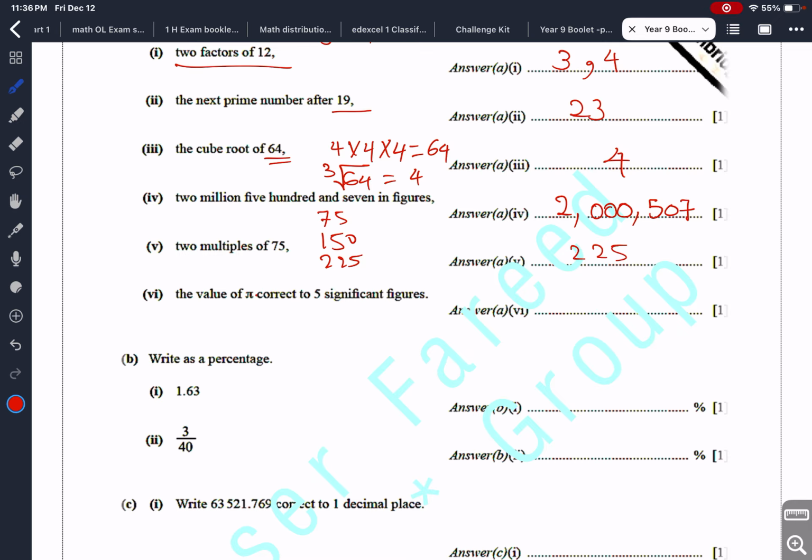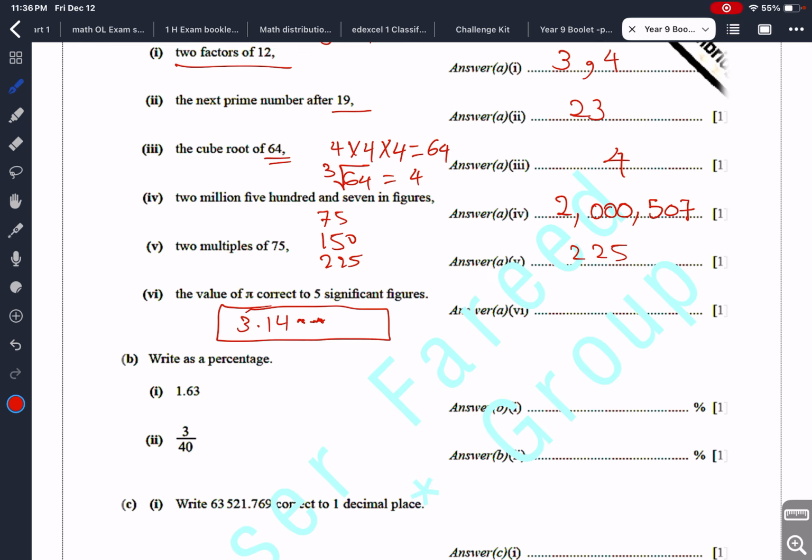The value of pi correct to 5 significant figures. How to find pi? You find it on the calculator and you write only the first 7 digits from the left. So I have 3.14 and you need other 2 digits, and this you find from the calculator.